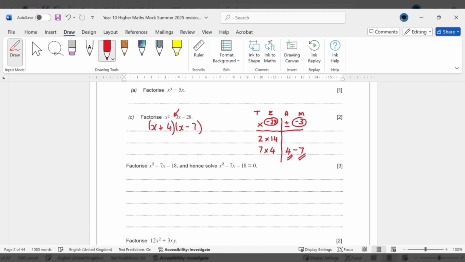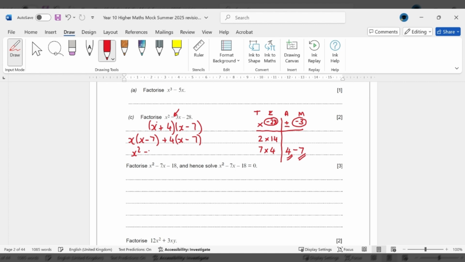Now, I've seen this question before. It may then ask you, how can you prove your answer is right? Well, the best way to prove your answer is right is to expand the double brackets and check you go back to where you came from. So x times the second bracket plus 4, if you do it this way. Otherwise, whatever method you use.